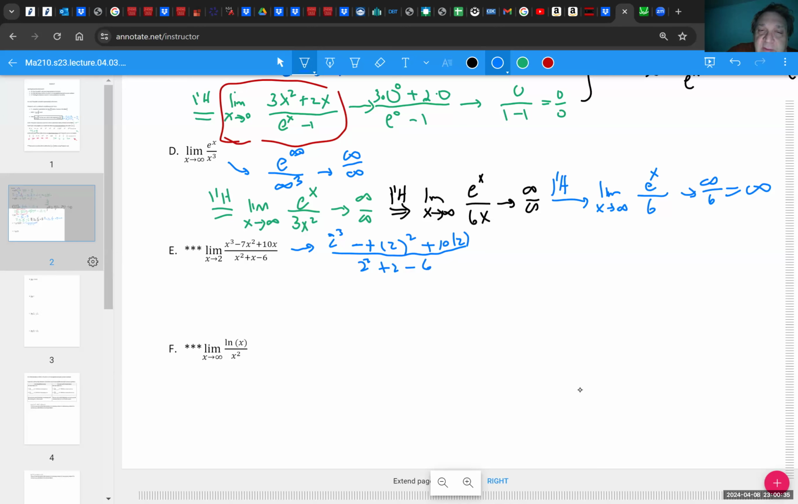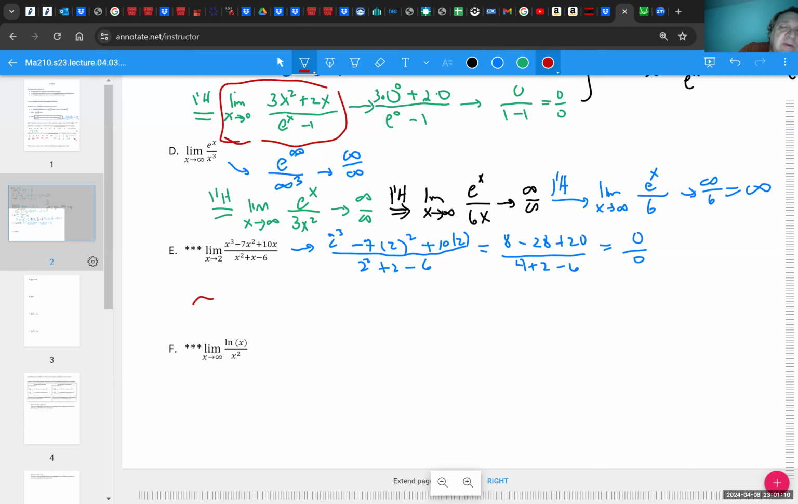All right, so I get a little arithmetic here. 2 cubed is 8. 7 times 4 is 28. And then that's plus 20. So the top part is definitely 0. 8 minus 28 is negative 20. Plus 20 is 0. What about the bottom part here? We get 2 squared is 4. 4 plus 2 minus 6 is definitely 0 as well. So we can use L'Hopital's rule because it is the indeterminate form of 0 divided by 0.